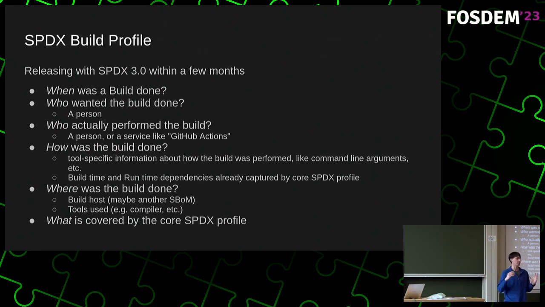Where the build was done, so this is going to be the build host, the computer on which the build was performed. So this might be as complicated as an entire another software bill of materials. If you have one that describes the system you're building on, you could link into that and know all the information about the build host also. But it would also capture the tool used, like if you have compilers or host tools or things like that. And then what you're building is already covered by the SPDX core profile because it can describe packages and files and things like that.